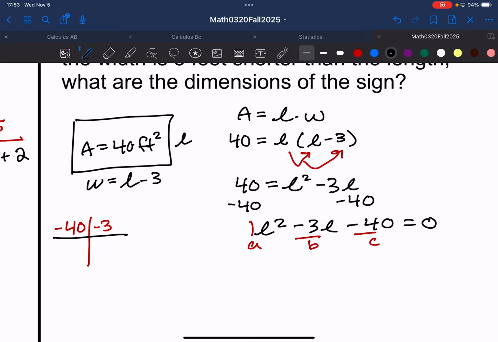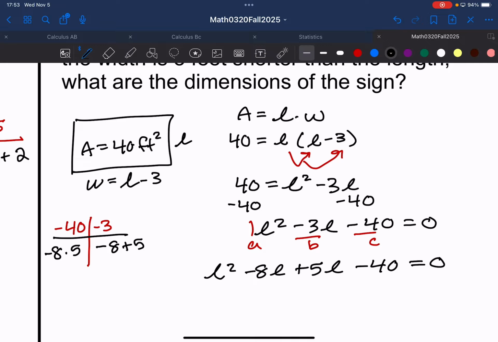Good. 8 and 5 or 5 and 8. Good. Which one would be negative? 8. So negative 8 times 5 gives us negative 40, and negative 8 plus 5 gives us negative 3. So that's how I know that those are numbers that are good to use. So then I write L squared minus 8L plus 5L minus 40 equals 0. I expand my B term to go from negative 3L to negative 8L plus 5L.